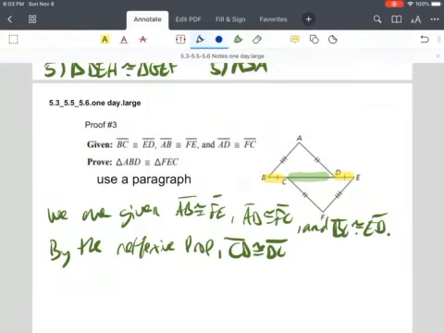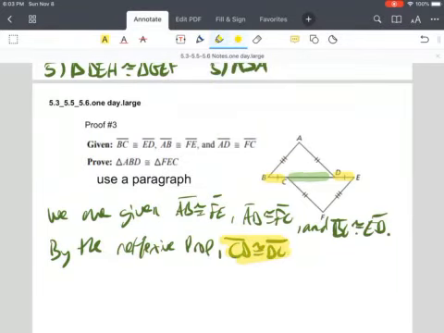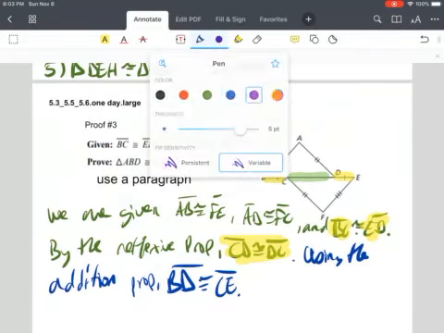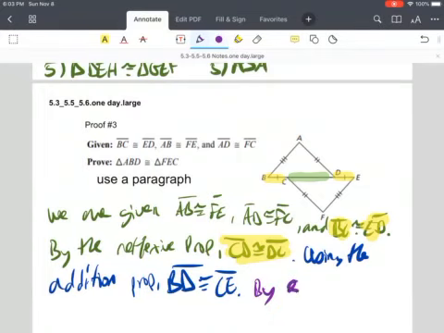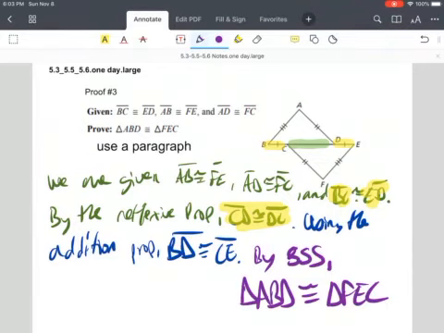And then when I add CD to BC and ED, so using the addition property, then I can say that BD is congruent to CE, which then allows me to say by side, side, side, because now that I have all of the sides marked congruent, then triangle ABD is congruent to triangle FEC.